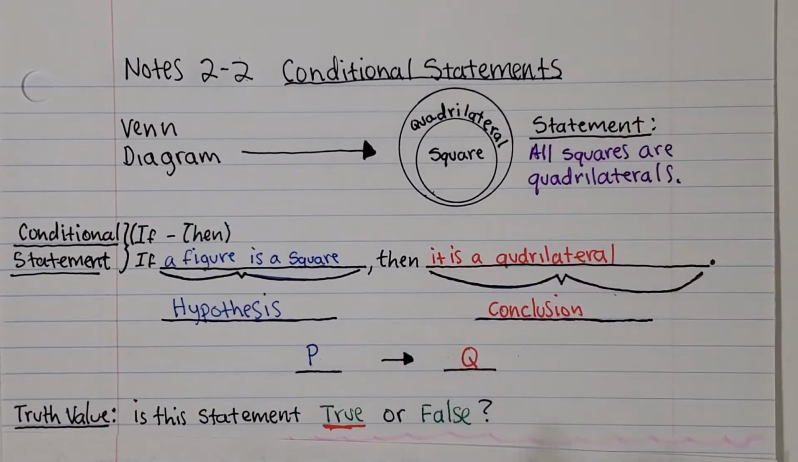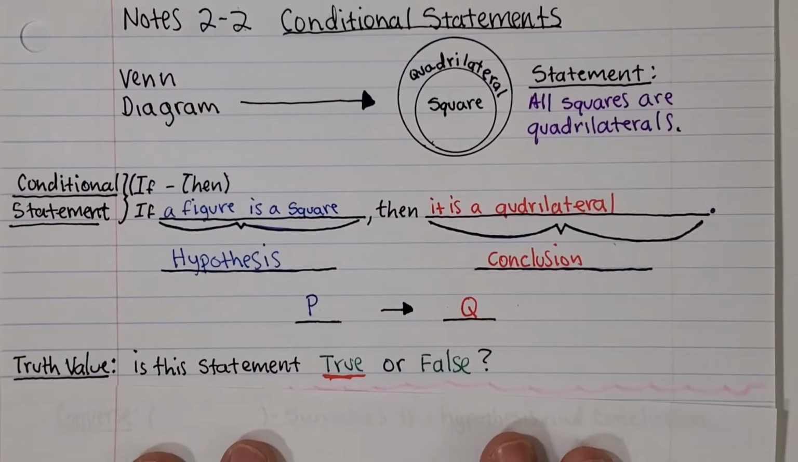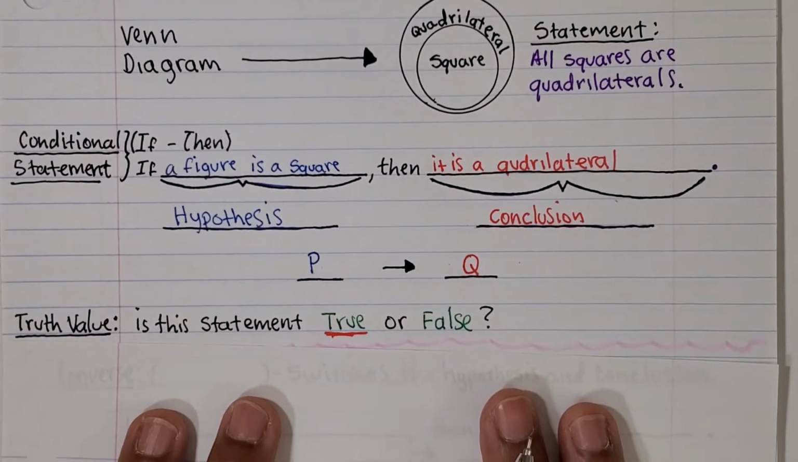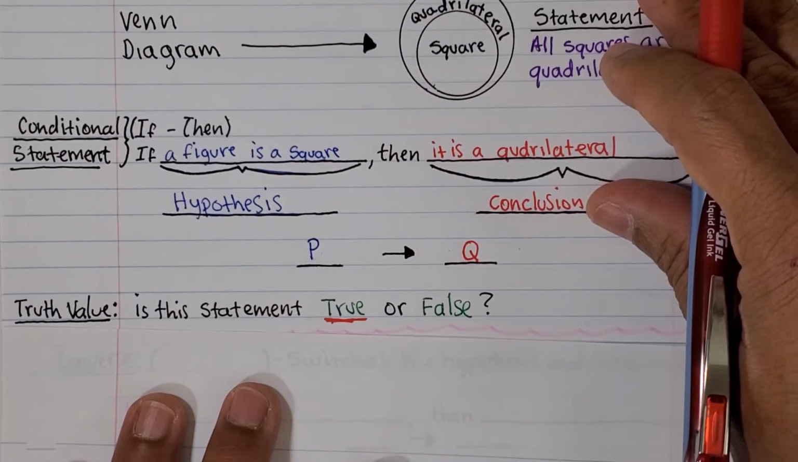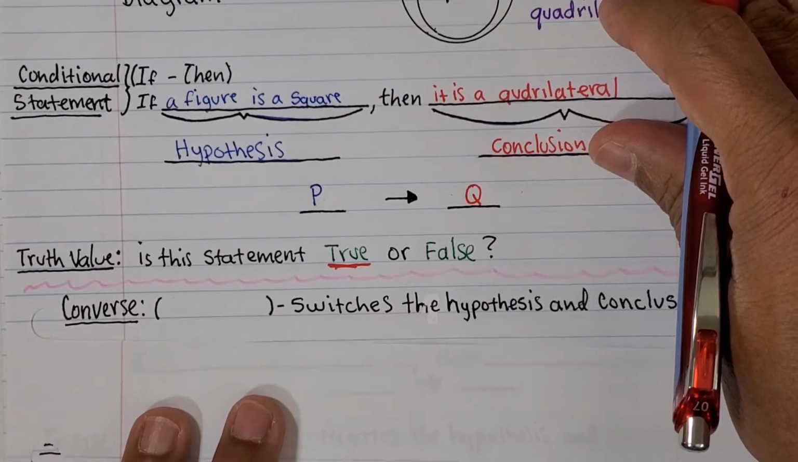So the truth value, when you say truth value, that means is it true or false? So don't let this confuse you. When the question is asking, what is the truth value of this conditional statement? What it's asking you is, is this true or false? And if it's false, don't forget you need to provide a counterexample. You can't just say it's false. You got to say why it is false and give an example that makes that conditional statement false.